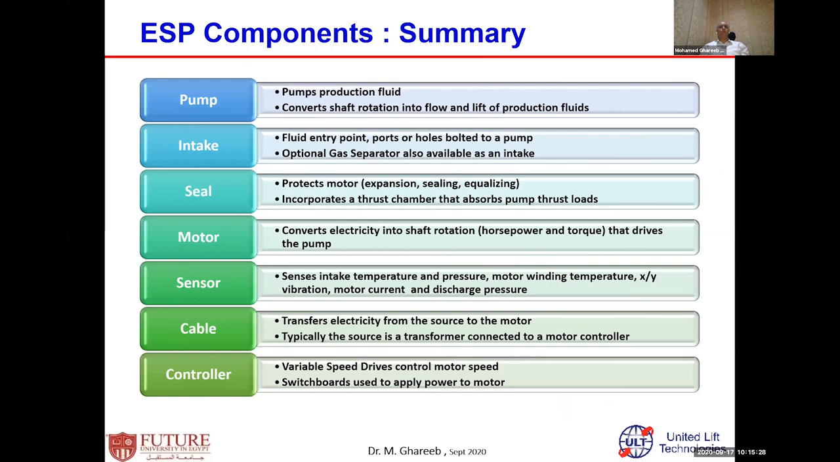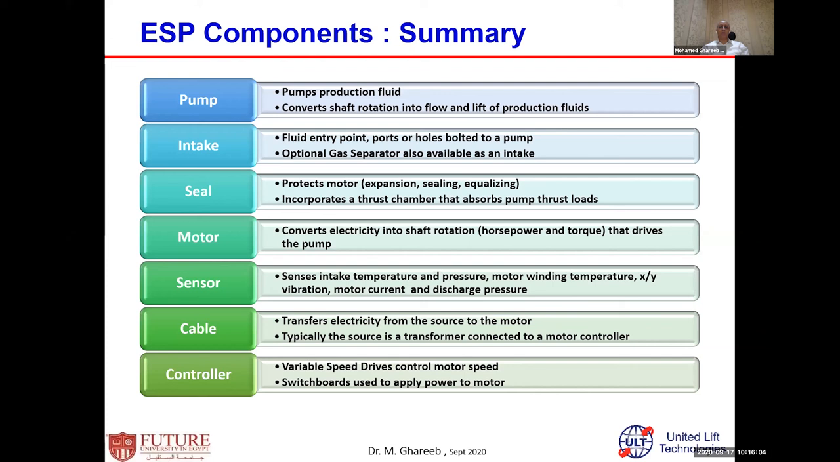Summary for the ESP components. What's the ESP and what's the summary? We said the pump is used to produce flow, converting the shaft rotation into flow and lifting production flow to the surface, based on the impeller and diffuser type and the number of impeller and diffuser stages, what we call stages. Then I have the intake below the pump, which is the fluid entry point.